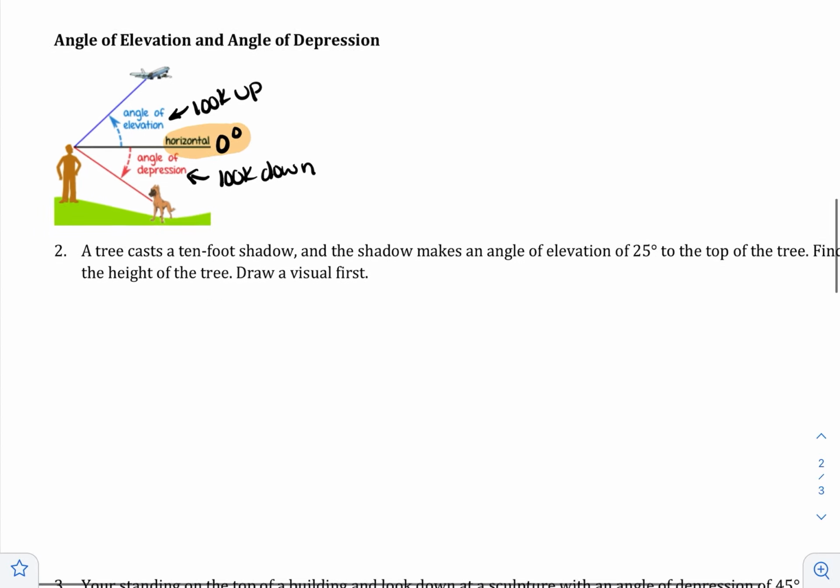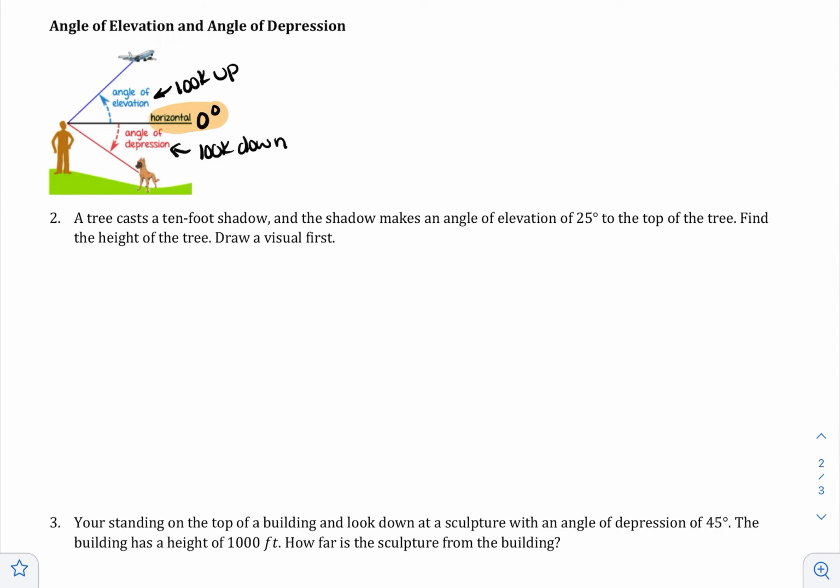So let's do 2 examples. A tree casts a 10-foot shadow, and the shadow makes an angle of elevation of 25 degrees to the top of the tree. Find the height of the tree.